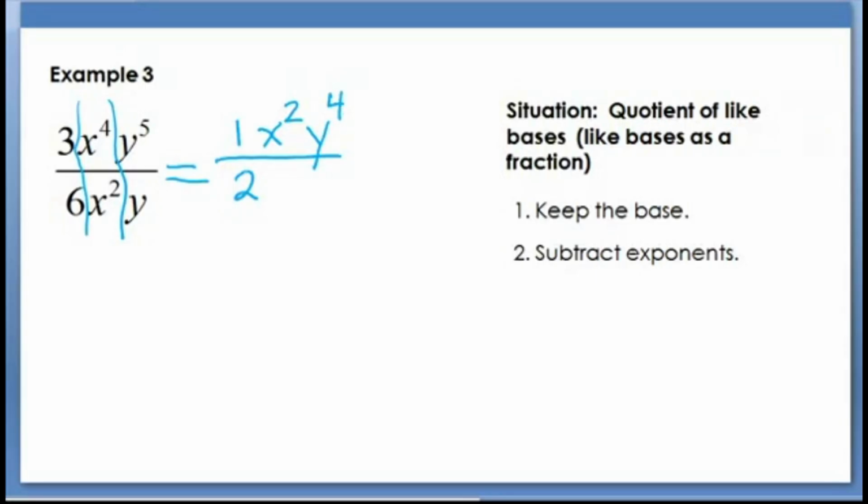And then you would want to recognize this also without the 1 in the numerator. It's okay to have it on there, but a simpler form would leave it off, because 1 times x squared y to the 4th would just give you x squared y to the 4th, so you don't have to have the 1.